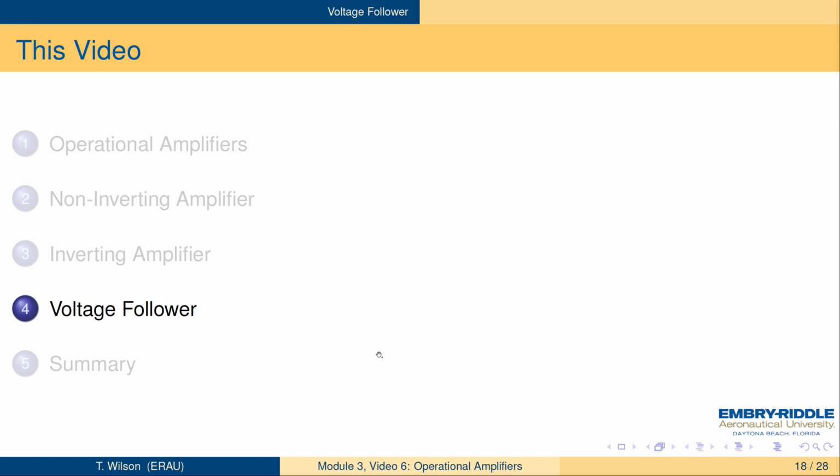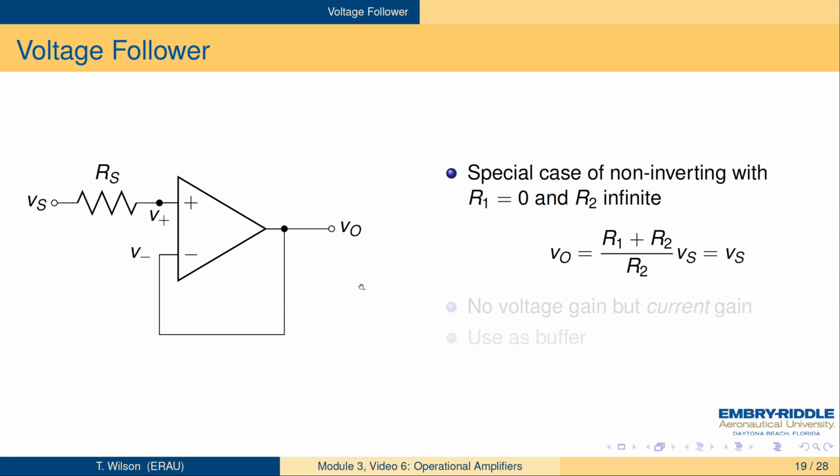Okay, let's look at the voltage follower, which is a special case of the non-inverting amplifier. Here you can see that the resistance to ground is infinite and the resistance to the output is 0, and that gives us a gain of 1. Basically, R2 is infinite here, R1 is 0, and so that just goes to a ratio of 1, so the output is just going to follow the input. What good is that? Well, we noted that there's no voltage gain in this circuit, but there's still current gain.